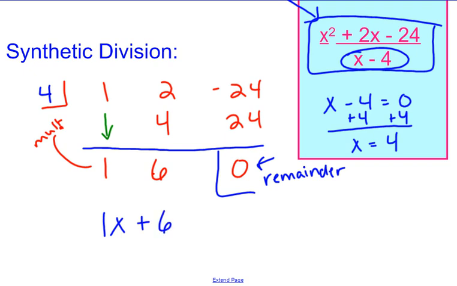It always goes in place order. So I start with the x, next would be the constant. Let's say it was x cubed. It would go x cubed, x squared, x, constant. So there's my answer. When I divide those two, x squared plus 2x minus 24 divided by x minus 4, the answer is x plus 6. And we will be using this a lot later in the year, which is why we're learning this process now.